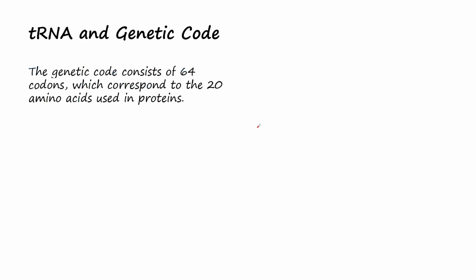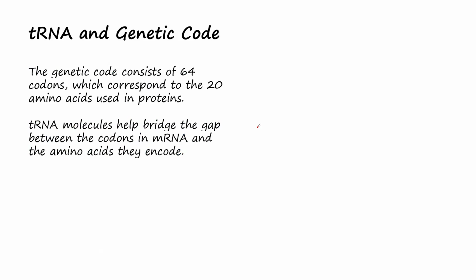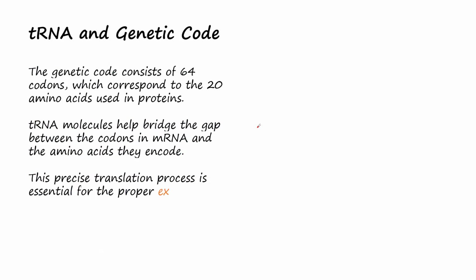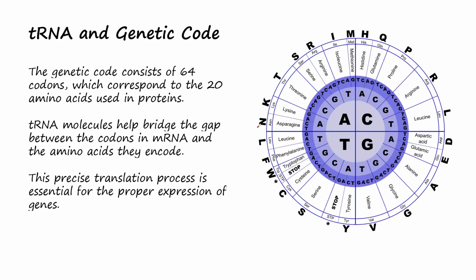So now the next thing is transfer RNA and the genetic code. The genetic code consists of 64 codons, which correspond to the 20 amino acids used in proteins. Transfer RNA molecules bridge the gap between codons in mRNA and the amino acids they encode. This precise translation process is essential for proper expression of the genes. So this is actually, ladies and gentlemen, the genetic code. We have 64 of them.